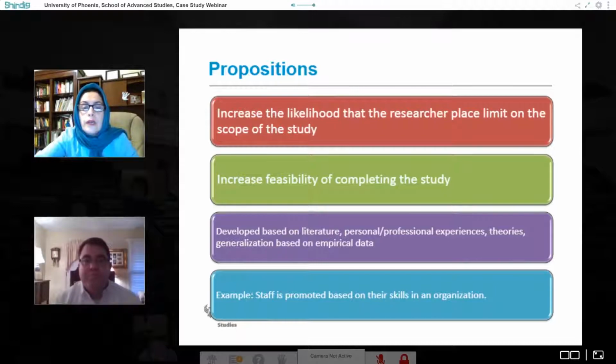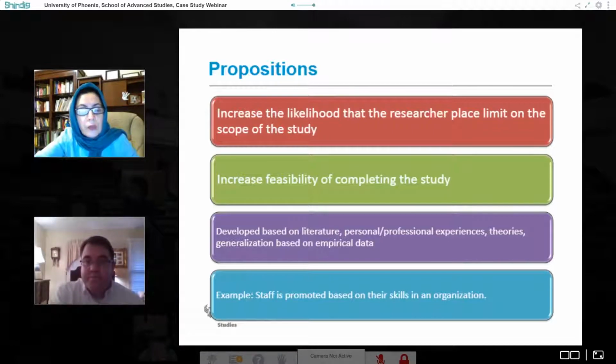And also, the proposition helps you increase the feasibility of completing the study. Again, if you have a clear purpose and you have an expectation, you can better collect your data, and you can have a better plan to finish the entire study.